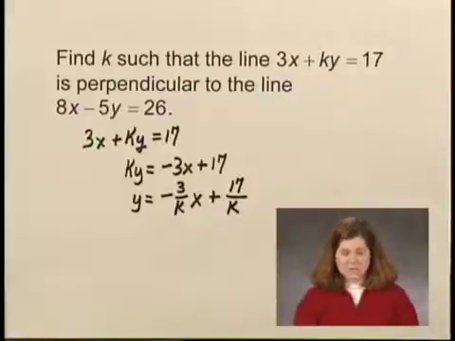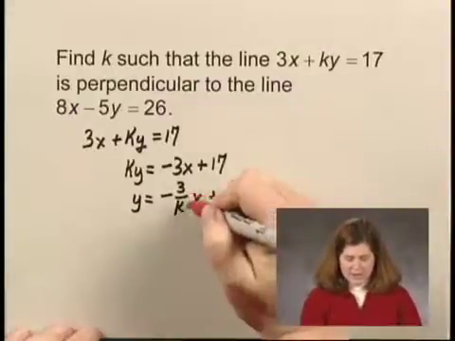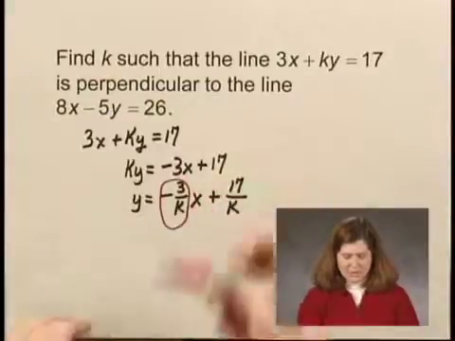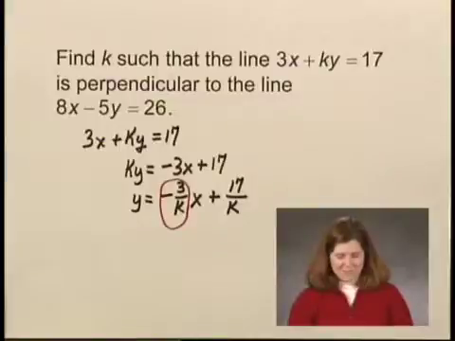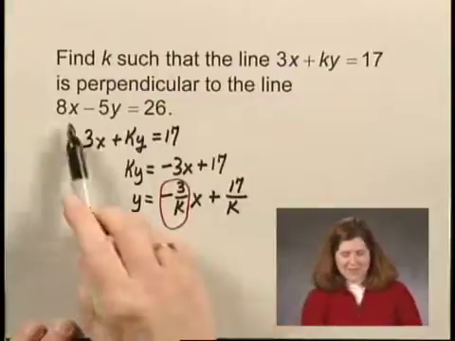We're interested in the slope of this line. The slope of this line is -3 over k. Don't worry at the moment that you don't know what k is. We will be working to find that. Let's look at the second line.